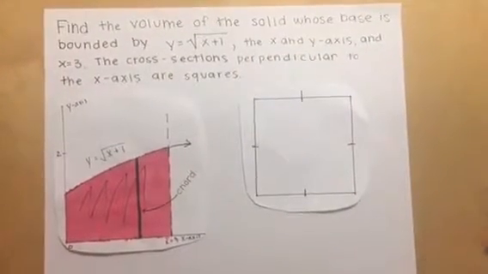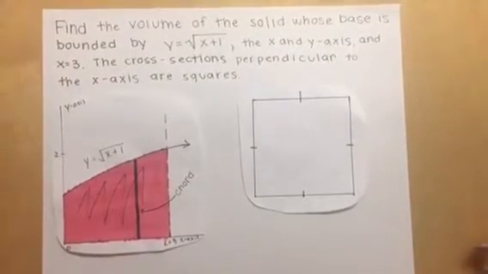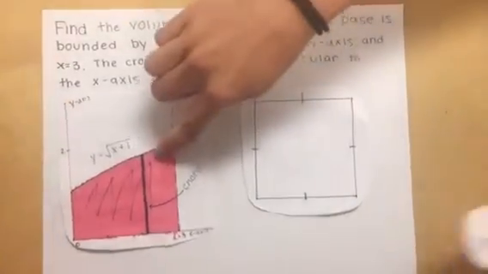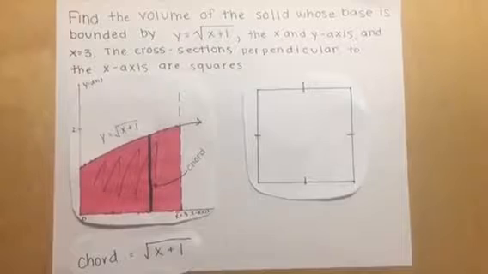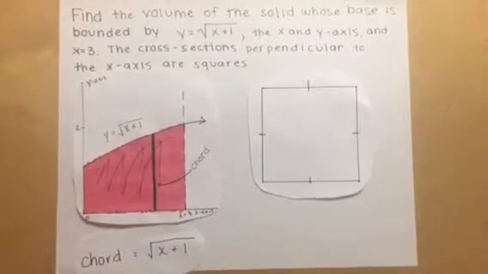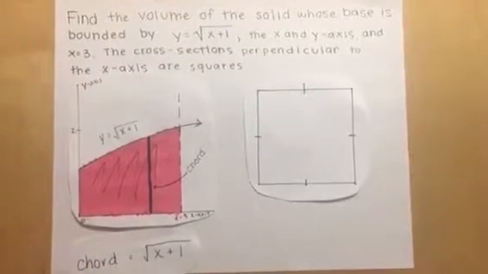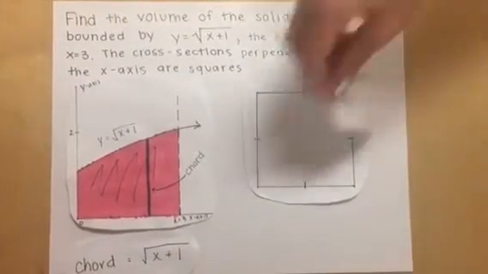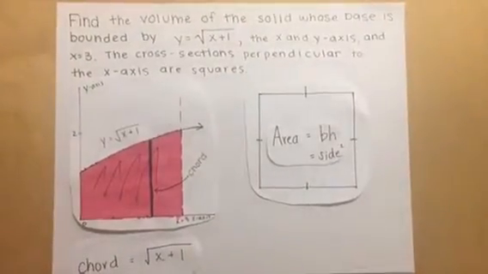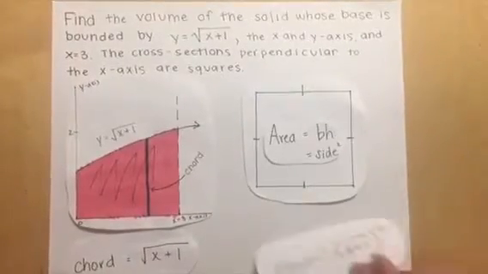Next we must determine the chord length. Because the bottom bound is the x-axis, the chord length will remain as y equals square root of x plus 1. Then we must determine the formula of the area of the cross-section. Because our cross-section is a square, the area equals base times height, or side squared. So the area would be square root of x plus 1, squared.